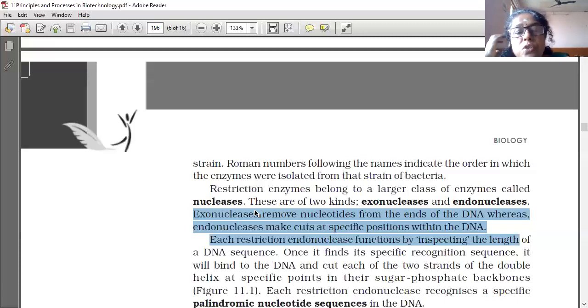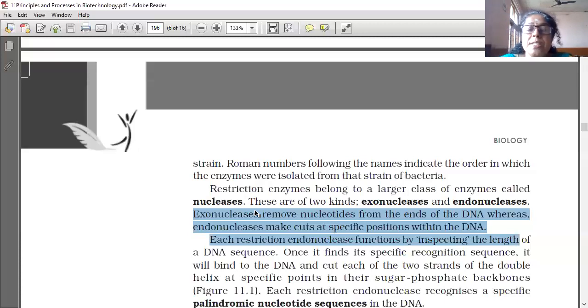Each restriction endonuclease functions by inspecting the length of a DNA sequence. Once it finds a specific recognition sequence, every restriction enzyme cuts at a specific sequence. That sequence is called a recognition sequence. Wherever that sequence occurs in the DNA, a particular restriction enzyme cuts at that portion only. It is very specific.